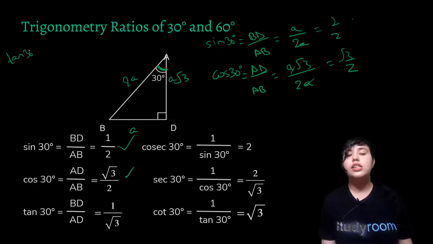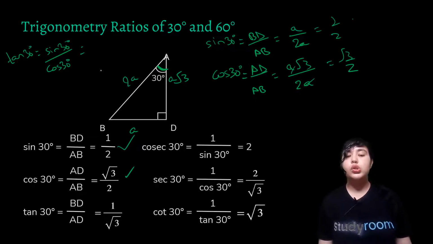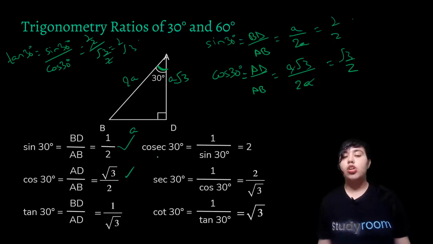So now tan 30 degree is sine 30 degree upon cos 30 degree. Or you can use the formula opposite upon adjacent. So this is going to be 1 by 2 upon root 3 by 2. 2 cancels and we get this as 1 by root 3. Now cosec 30 degree is 1 upon sine 30 degree. That is 1 upon 1 by 2, which is 2.